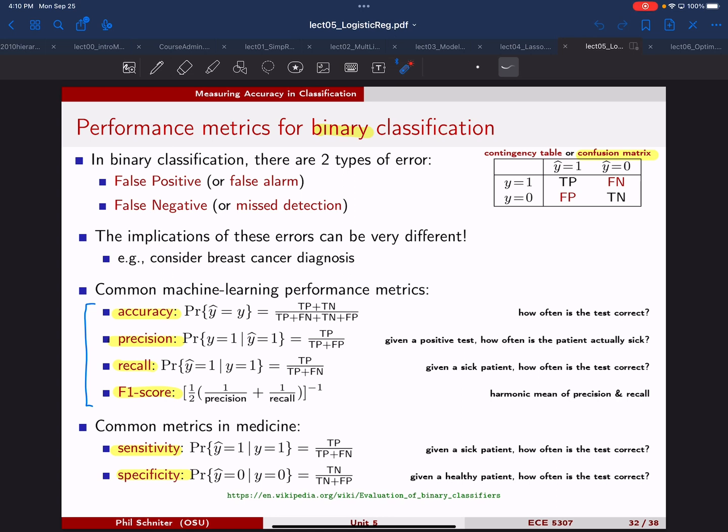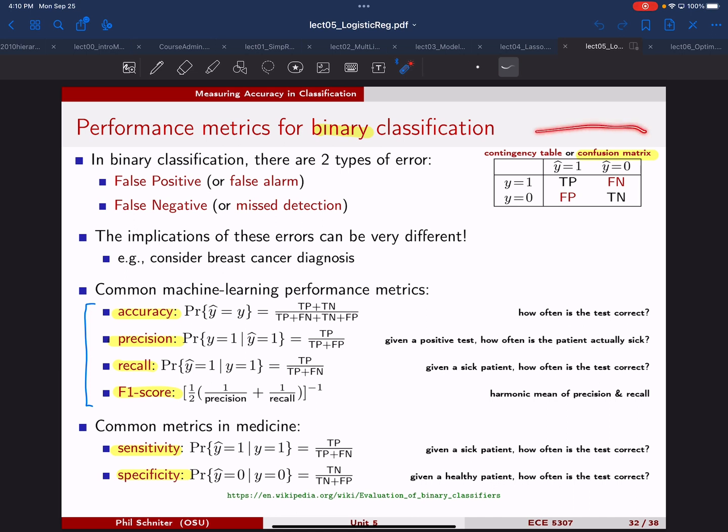Okay, great. No questions. So let's finish up the classification unit that we were working on. We're almost done. So last time we were talking about the way that you measure performance for binary classification.